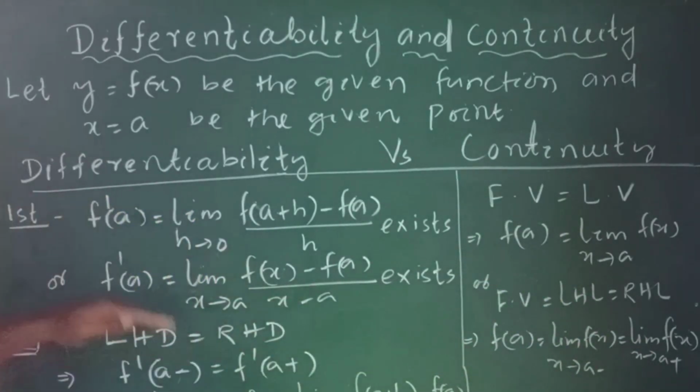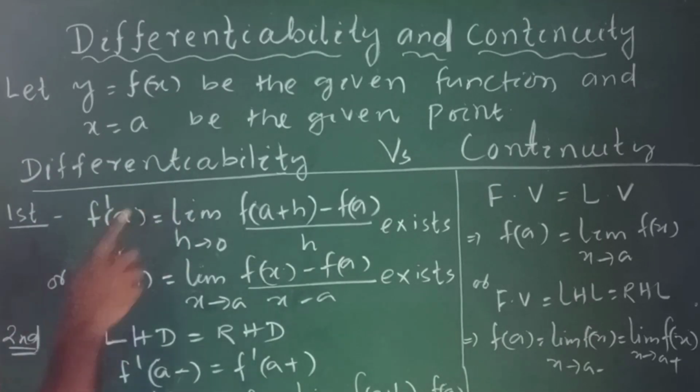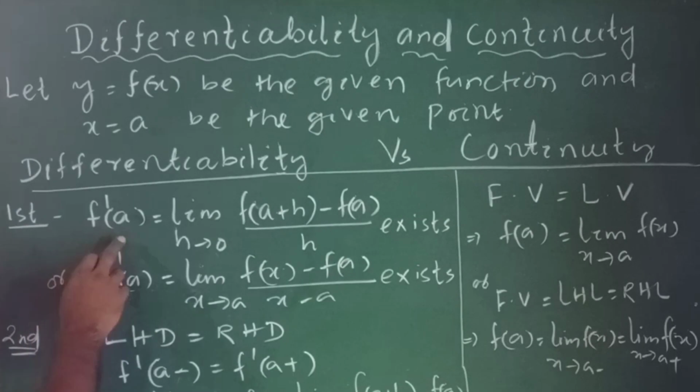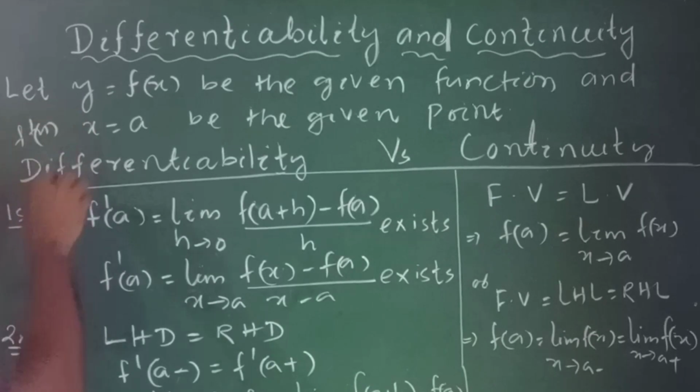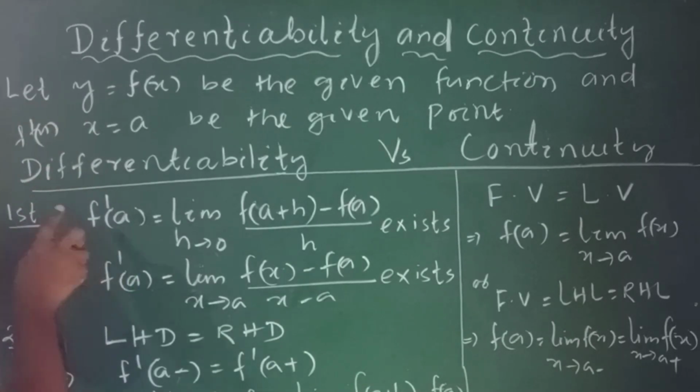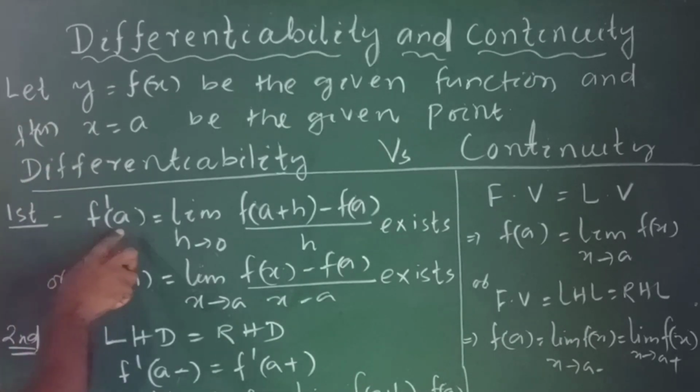And the condition of differentiability we have already discussed in the differentiability chapter. The differentiability of a function can be described by two methods. First method is f dash a. F of x is the function, the derivative is f dash x. So f dash a means derivative at x is equal to a.